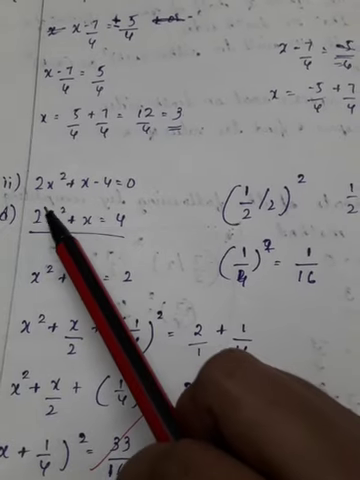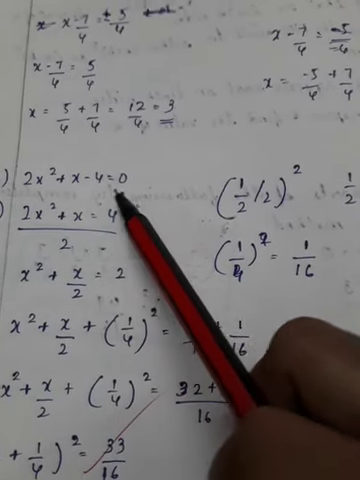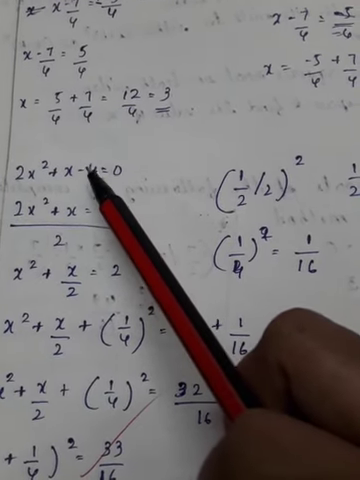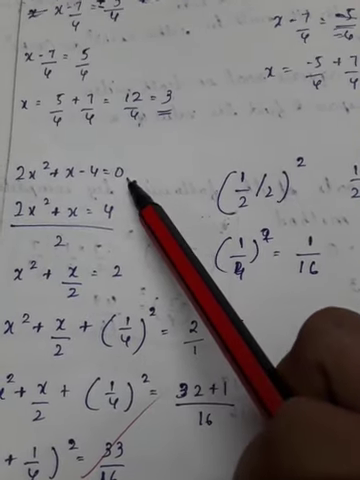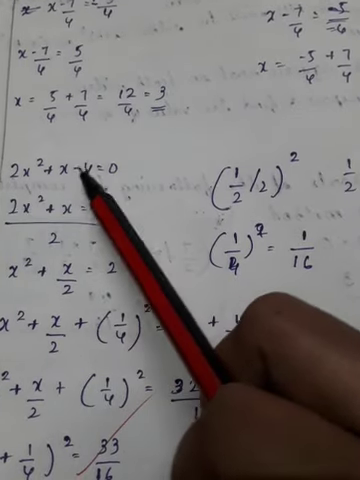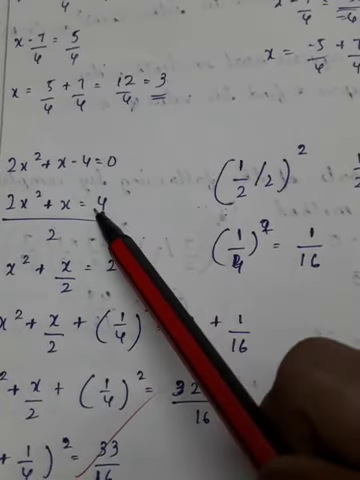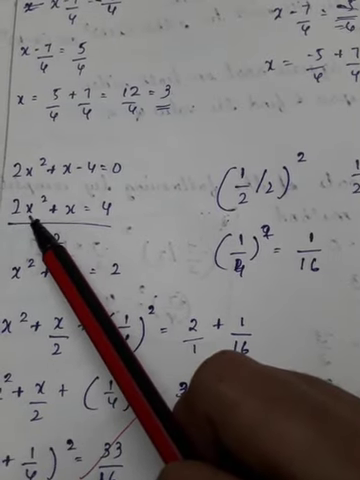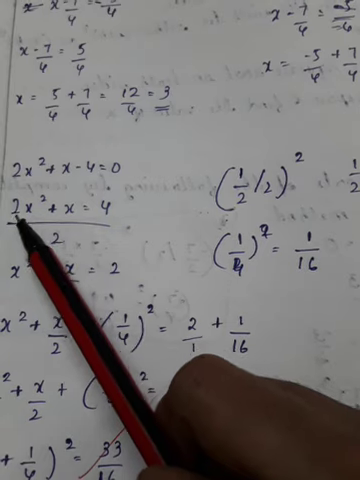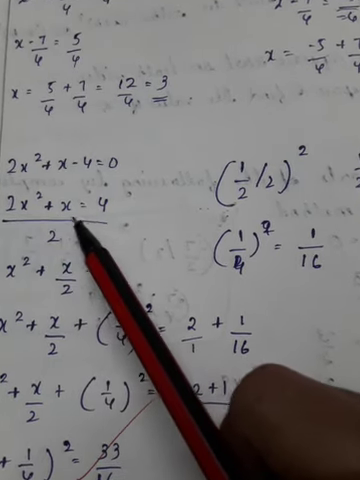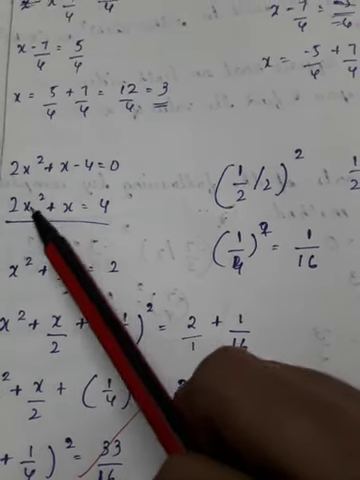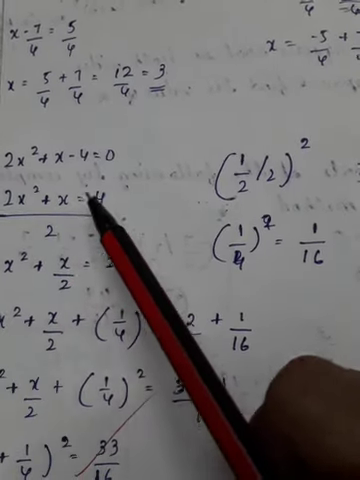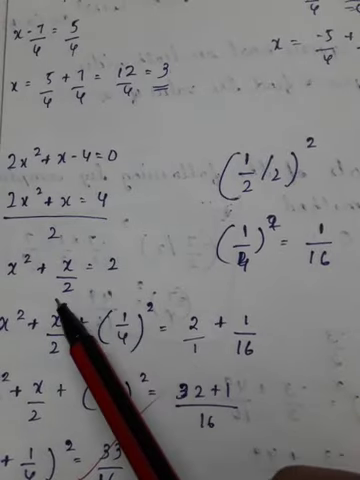Now the second question, 2x square plus x minus 4 equals 0. So first what we should do? We want to change the constant to RHS. So 2x square plus x equal positive 4, minus 4 become plus 4. Then we need to get coefficient of x square as 1. But here it is 2. So we need to divide all the terms by 2. So 2x square by 2 is x square, x by 2 itself, then 4 by 2 is 2.